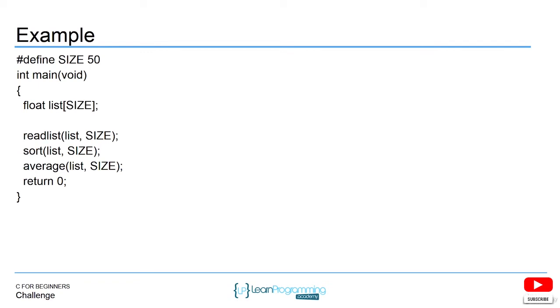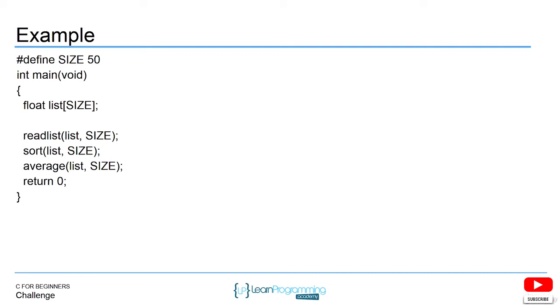We have to go and implement those functions, but it makes the program more organized because we immediately know what this program is doing. This program is going to read a list, it's then going to sort a list, it's then going to display the average of the list. And the list contains floats.